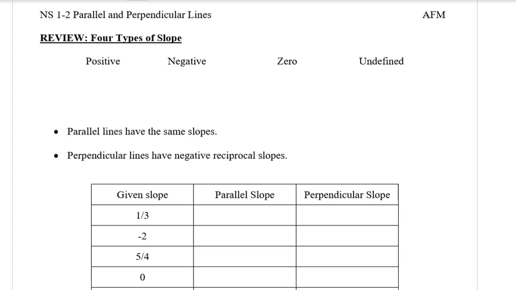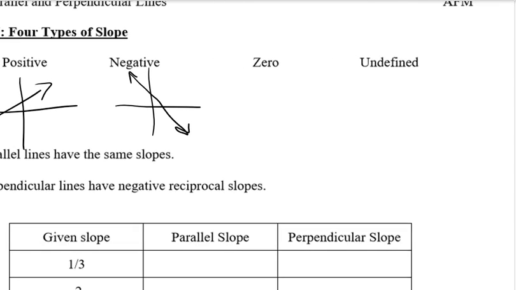If you've got a positive slope, that's going to be slanted like that. Negative slopes, same kind of idea: you're going to have a downward trending line. Now, zero slope and undefined, these are two that people will sometimes get backwards, so just be careful.